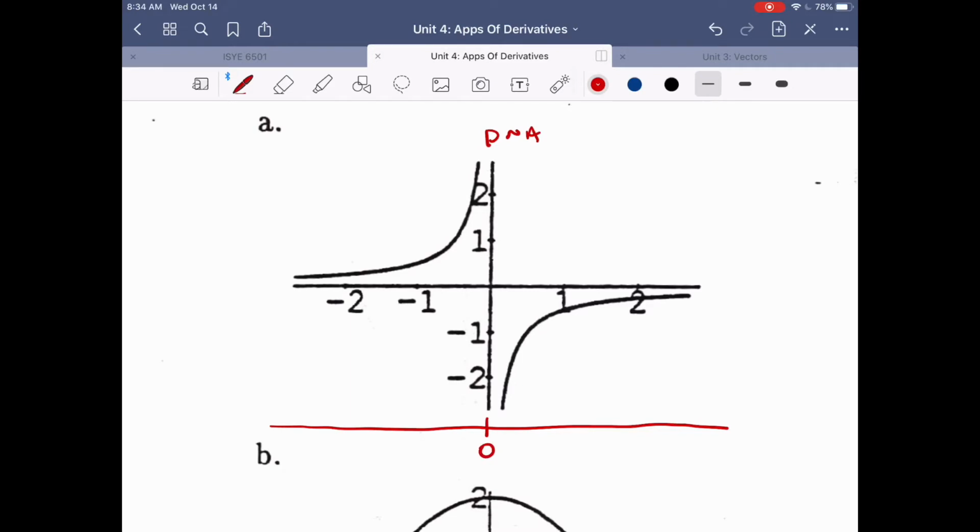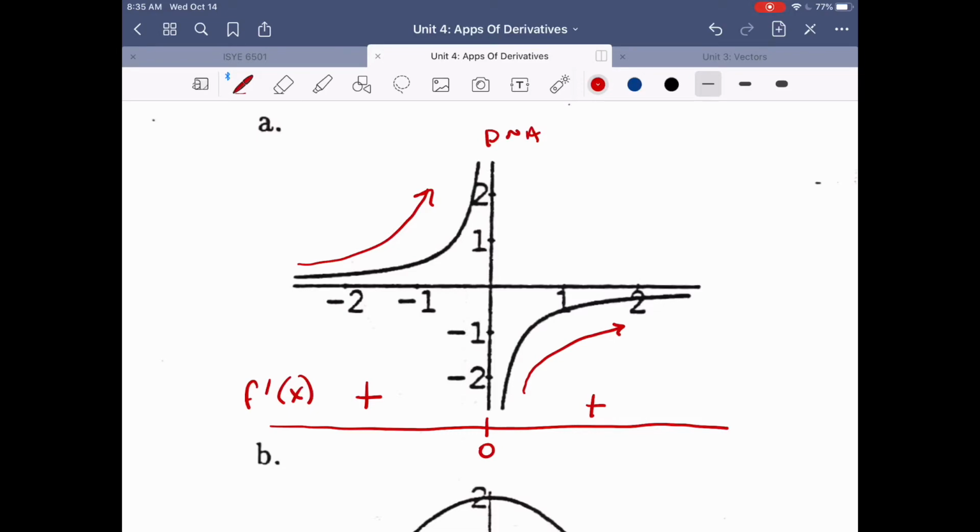And above this number line, I'm going to write the sign for f prime. So f prime is going to be positive if the graph increases, and it's negative if the graph decreases. So to the left of 0, my graph is increasing. So I'll put a plus sign over here to the left of 0. To the right of 0, it is also increasing. So I'll put a plus sign to the right of 0.